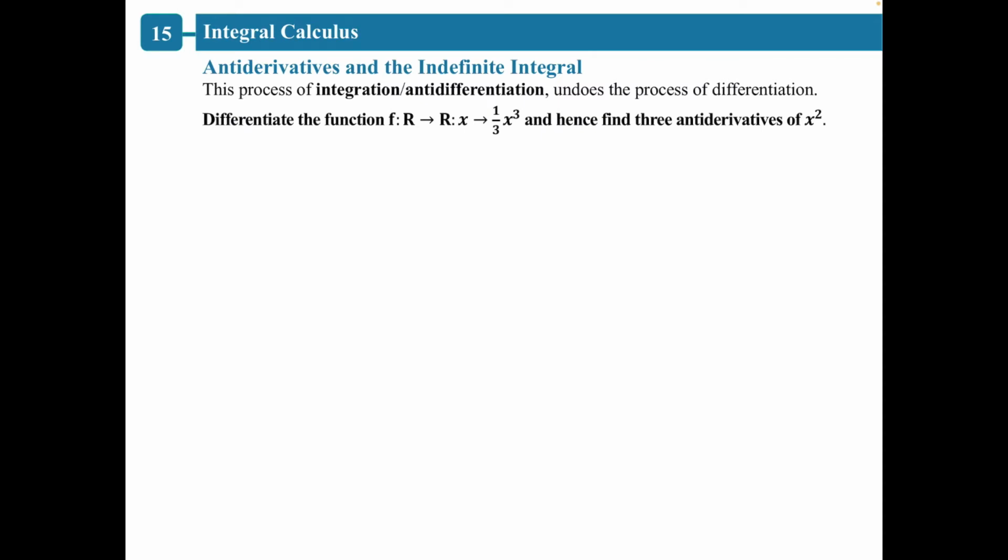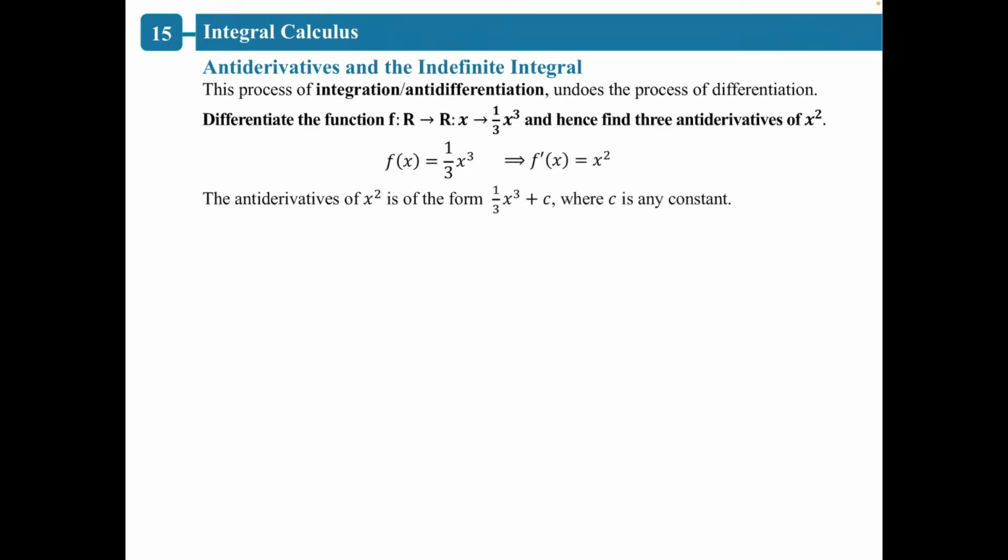Let's look at an example question. Differentiate 1/3 x to the power of 3 and hence find the antiderivatives of x squared. Okay, so we're given the function 1/3 x to the power of 3. The differential of this function, f prime x, becomes x squared. This means that the antiderivatives of x squared is in the form 1/3 x to the power of 3 plus c, where c is simply any constant.